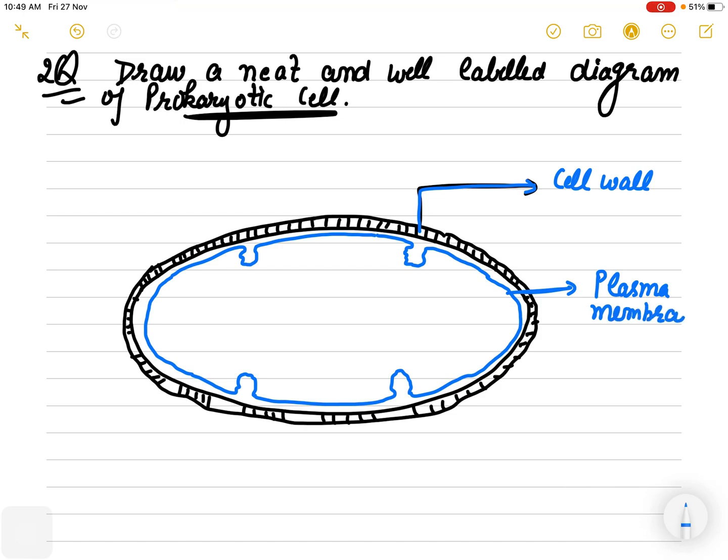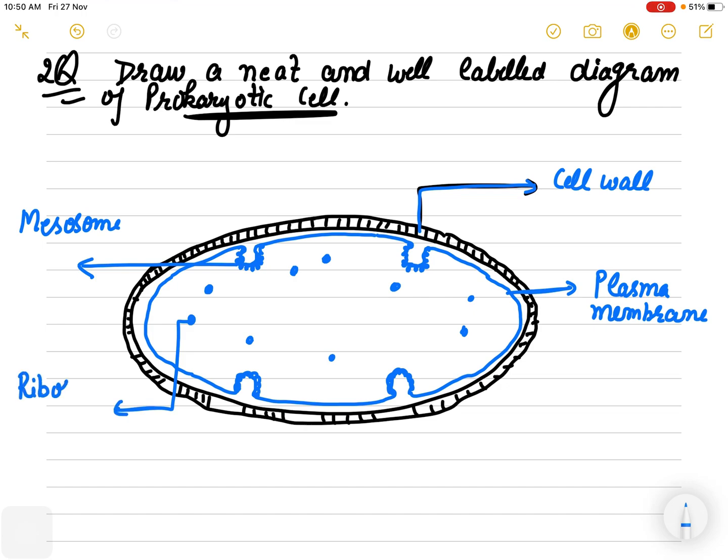At a few points, the plasma membrane is modified. It is not present continuously. It is modified at a few points, and these modifications are known as mesosome. This is known as mesosome. Then inside this, you will find ribosomes. So let's label it.